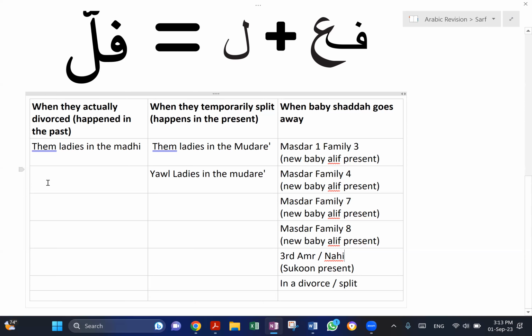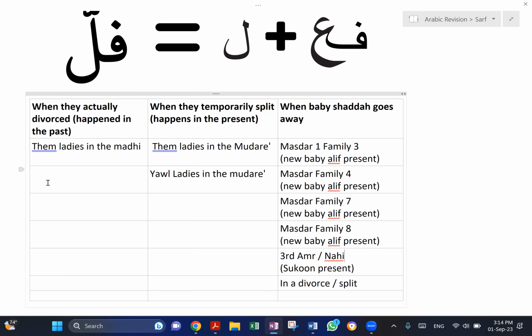And then you come to the mudari, to the present. Them ladies, again, these women, hunna, don't know what's wrong with them. They wanted to create the same chaos. They wanted to create a split between these two couples. They tried, but people are like, nah, we already did that in the past. We're not interested in that right now. These guys look in love, they're such a good couple. Why would you want to do that?